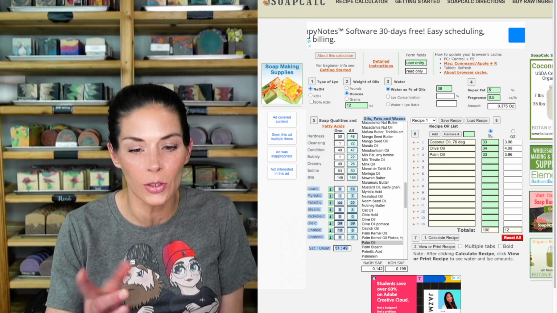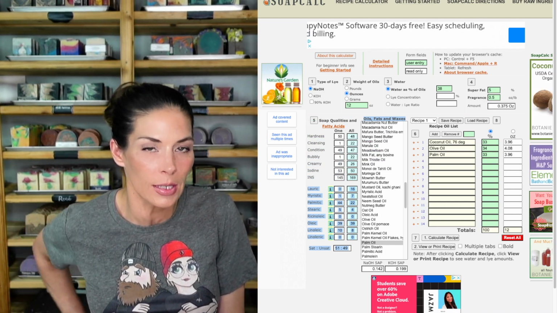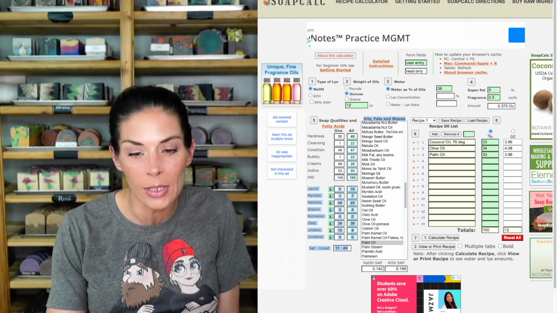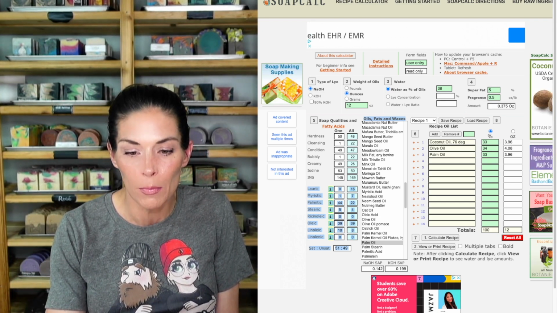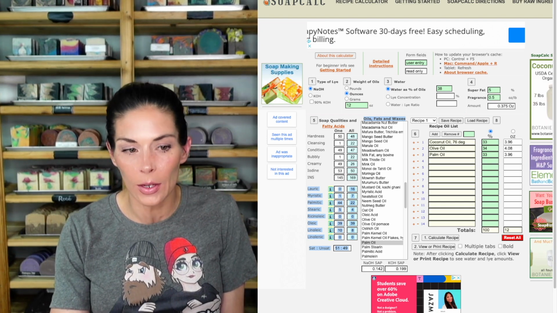What we really want to pay attention to is the stuff underneath your soap qualities like hardness et al. Those are your fatty acid profiles. Now, as you can see from this, we have palm oil currently selected in the list here. You can see that it's grayed out here.